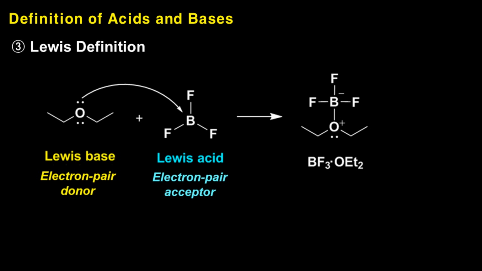In this reaction, BF3 acts as a Lewis acid because the boron atom is electron deficient and has an empty p orbital that can accept an electron pair. Diethyl ether, on the other hand, acts as a Lewis base because the oxygen atom has a lone pair it can donate to BF3. And here's the key point. There's no proton transfer happening at all. That means neither the Arrhenius definition nor the Brønsted-Lowry definition can explain this reaction. But the Lewis definition can.